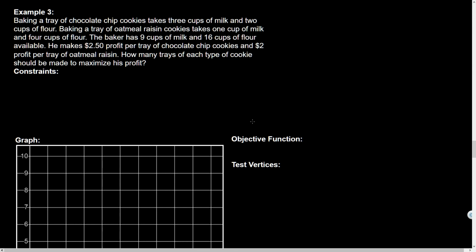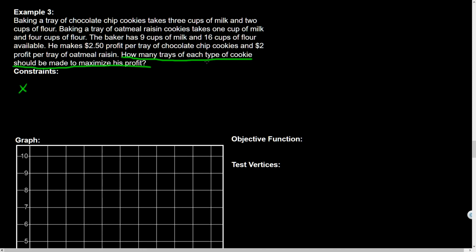Last example, baking. Let's see, how are we doing for time? Meh. Been a little minute. Here we go. Let's keep going. A baking tray of chocolate chip cookies takes 3 cups of milk and 2 cups of flour. A baking tray of oatmeal raisin cookies takes 1 cup of milk and 4 cups of flour. The baker has 9 cups of milk and 16 cups of flour available. Each makes profit. How many trays of each type of cookie should be made to maximize profit?